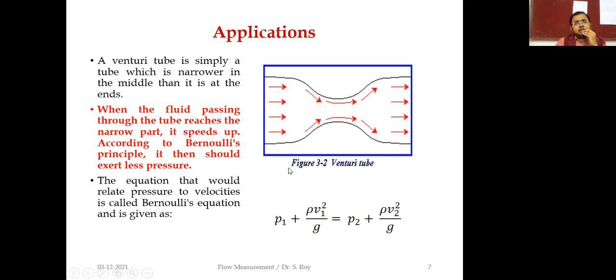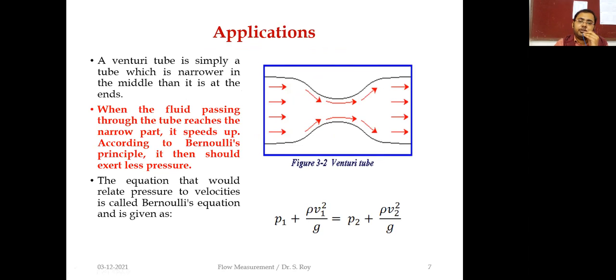Now, what are the applications? How are we going to apply Bernoulli's theorem and the continuity equation to measure the flow rate? The perfect example is the Venturi tube. If we observe the Venturi tube, it's a horizontal tube. So the first thing is it's not an inclined tube, it's a horizontal tube.